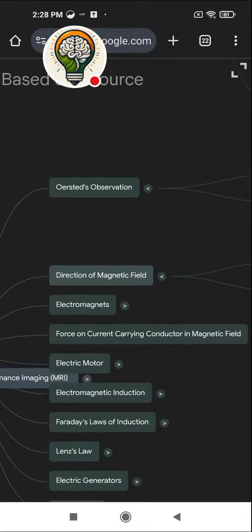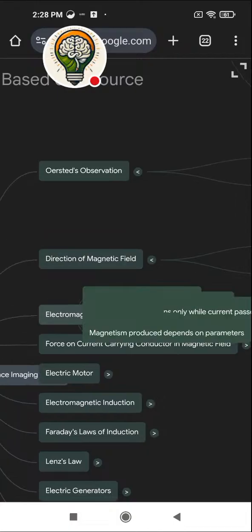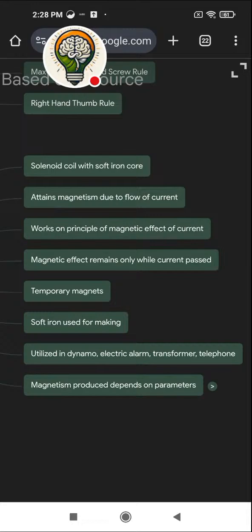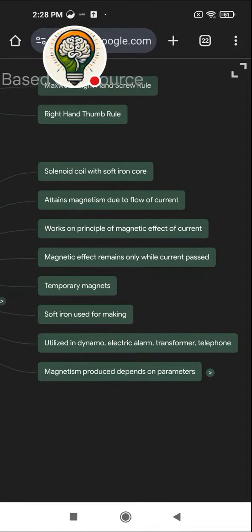Then comes the electromagnet. It is a solenoid coil with a soft iron core, and attains magnetism due to the flow of current. It works on the principle of the magnetic effect of current, and the magnetic effect remains only while current is passed. It is a temporary magnet; soft iron is used for making temporary magnets and it is utilized in dynamos, electric alarms, transformers, and telephones.